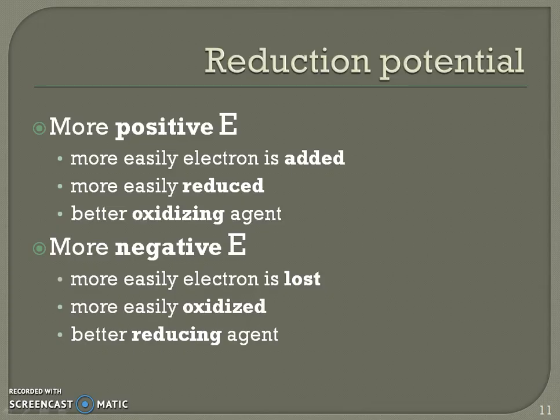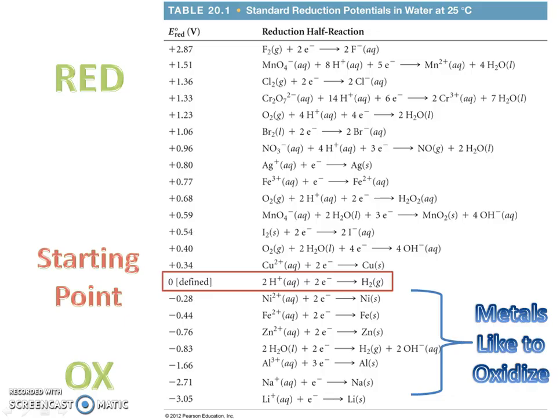So again, this reduction potential list that I'm going to show you in a minute: the more positive your voltage, the more easily that substance or element is going to be reduced. Obviously the opposite is going to happen the other way. So this is the list I'm talking about. They have to give you some kind of list, and that list is always of reduction half reactions. How do I know that? All of the electrons are on the reactant side.